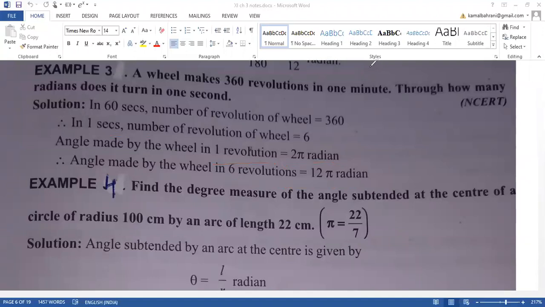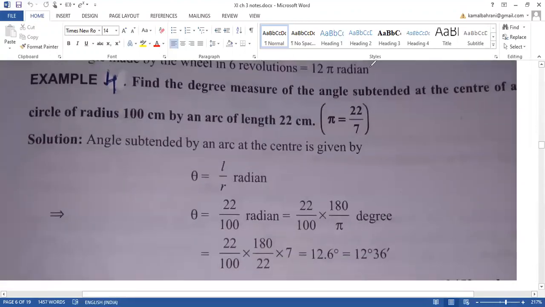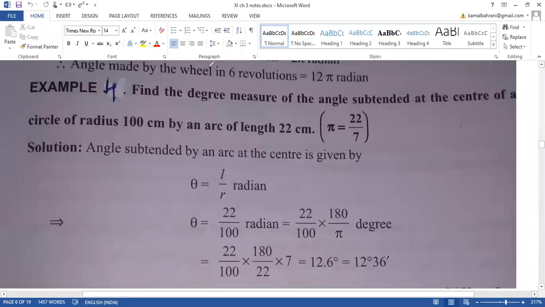Then come to the next question. Question number 4. Find the degree measure of the angle subtended at the center of the circle of radius 100 centimeter by an arc of length 22 centimeter. If we are having a circle, this is the center.